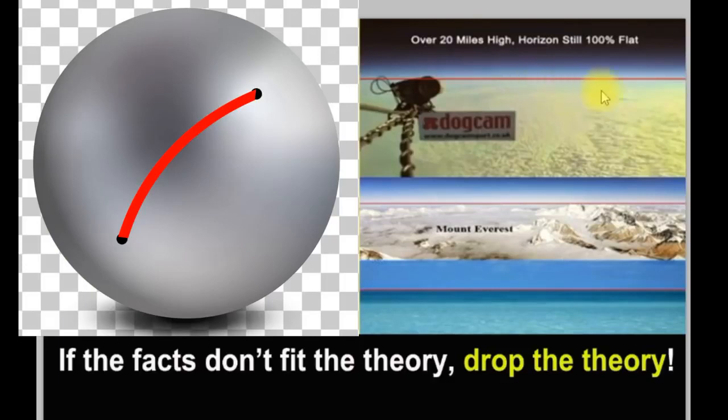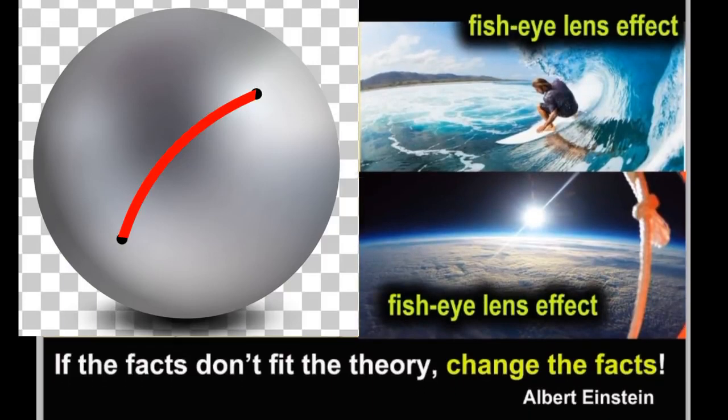Now, what globe believers or globe defenders came up with is this. This is a quote by Albert Einstein: "If the facts don't fit the theory, change the facts." This is absurd, right? So in order to make the facts fit their theory that the Earth is a ball, they came up with fisheye lenses where they bend the horizon. And that's the way they use trickery to support their theory that the Earth is a ball. The Earth is a sphere.